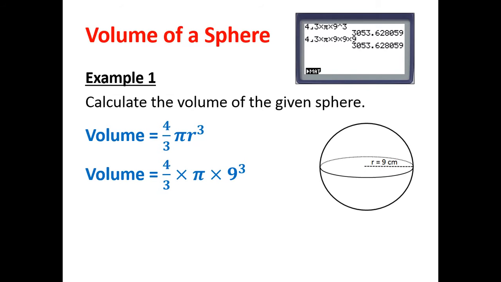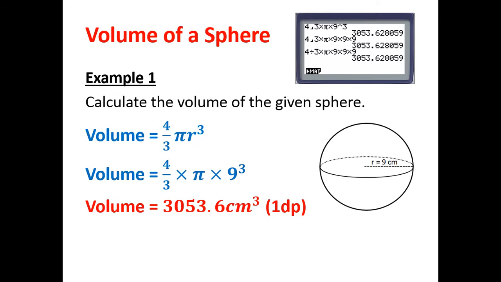have gone 4 over 3 times pi times 9 times 9 times 9. And if my calculator doesn't have a fraction button, I can go 4 divide 3 times pi times 9 times 9 times 9. They'll all give me the same answer, which is 3053.6 centimeters cubed, and I've rounded that sensibly to one decimal place.